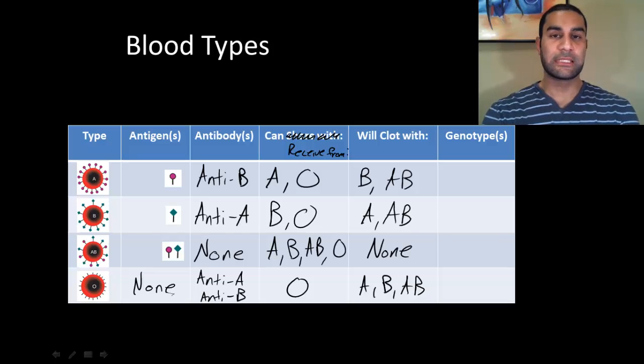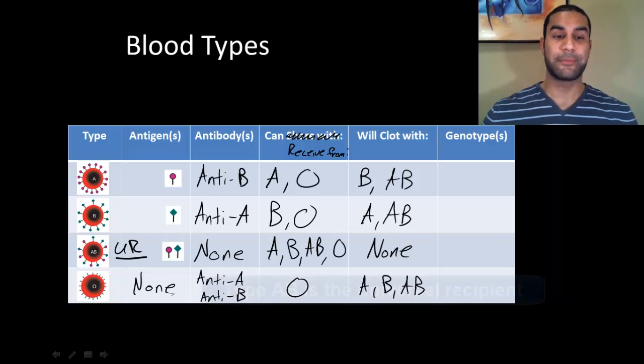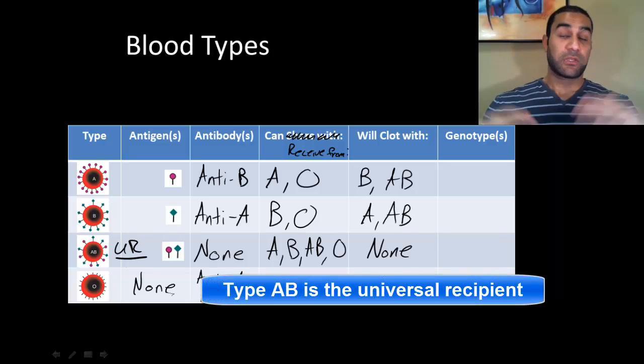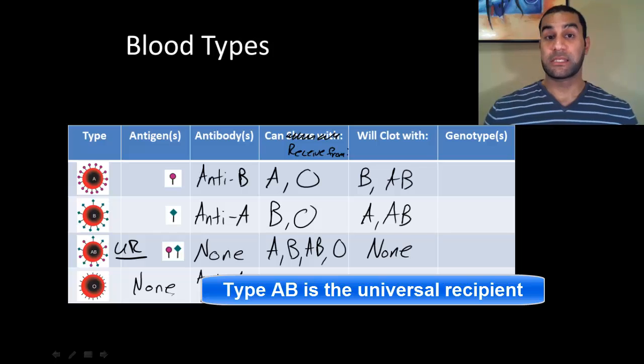So this is where we get into the idea of what's considered the universal donor and the universal receiver or recipient. The universal recipient, we'll call UR, is what we consider type AB blood. If you have type AB blood, you can receive from just about any of the four blood types because you already have all the antigens. You're not going to develop the antibodies against it.